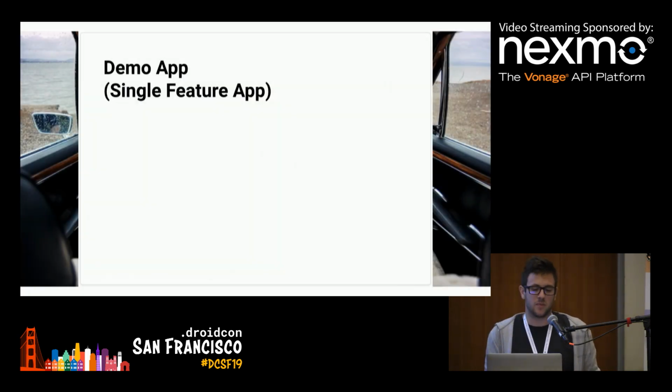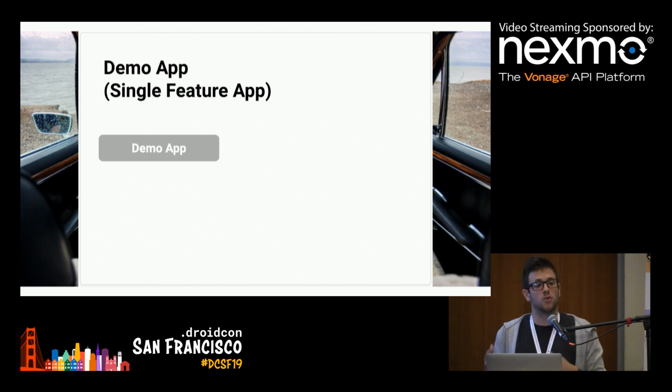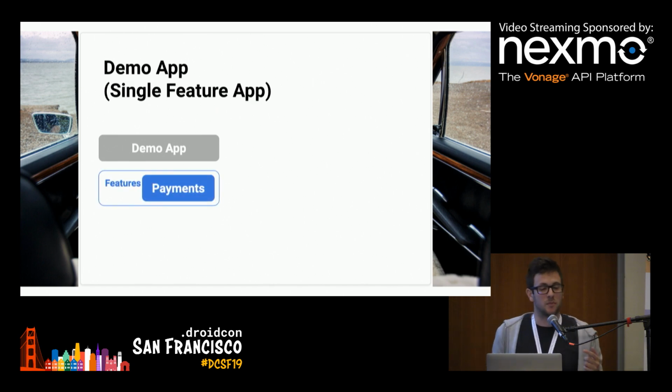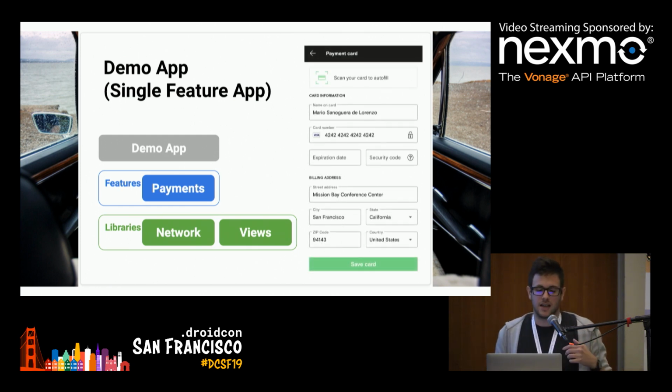So in this scenario, if you remember at the beginning of the talk, you can have multiple applications. You will create a small application, which you can call demo app. This demo app will depend on payments, and payments will depend on network and probably views. So after I click run, I will only be working with a small set of files. I can just click run, and everything will compile fast.